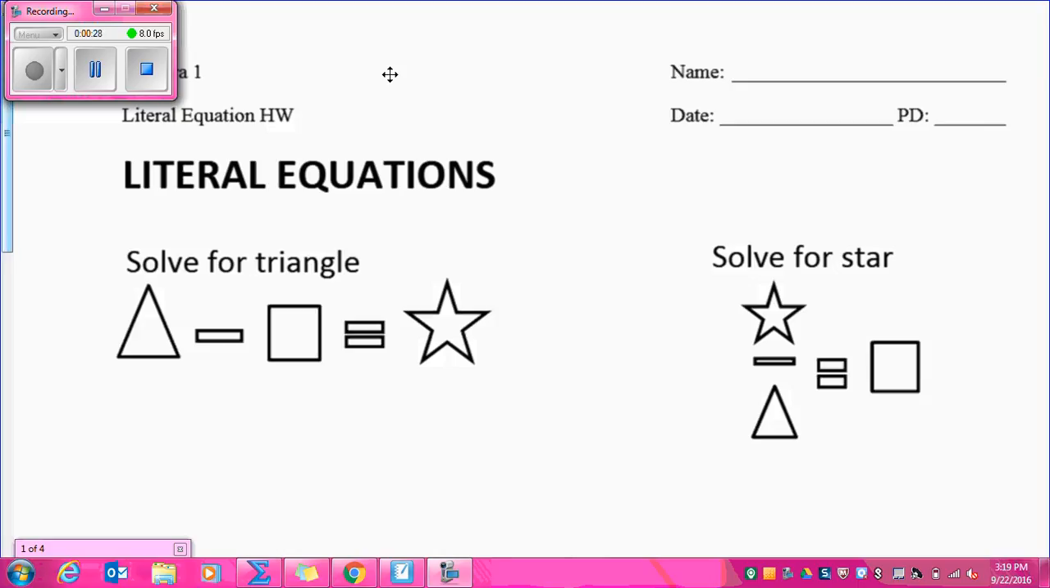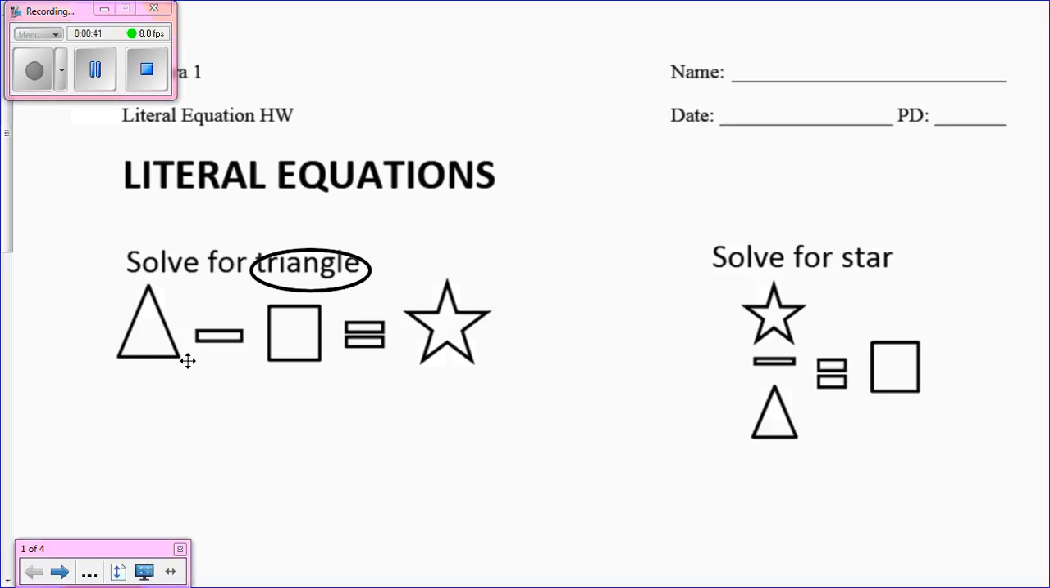So we're going to start with some pictures rather than letters and numbers, just so you guys can get a handle on how to do it. Okay? So, the first one says solve for the triangle. Whenever it says solve for, that's the one you're trying to isolate. I always circle it in the directions and on the equation as well. That way I can keep it straight and make sure I'm solving for the right one, because when you have multiple things, like pictures or variables, it can get confusing fast. So I like to do that little extra bit of organization.